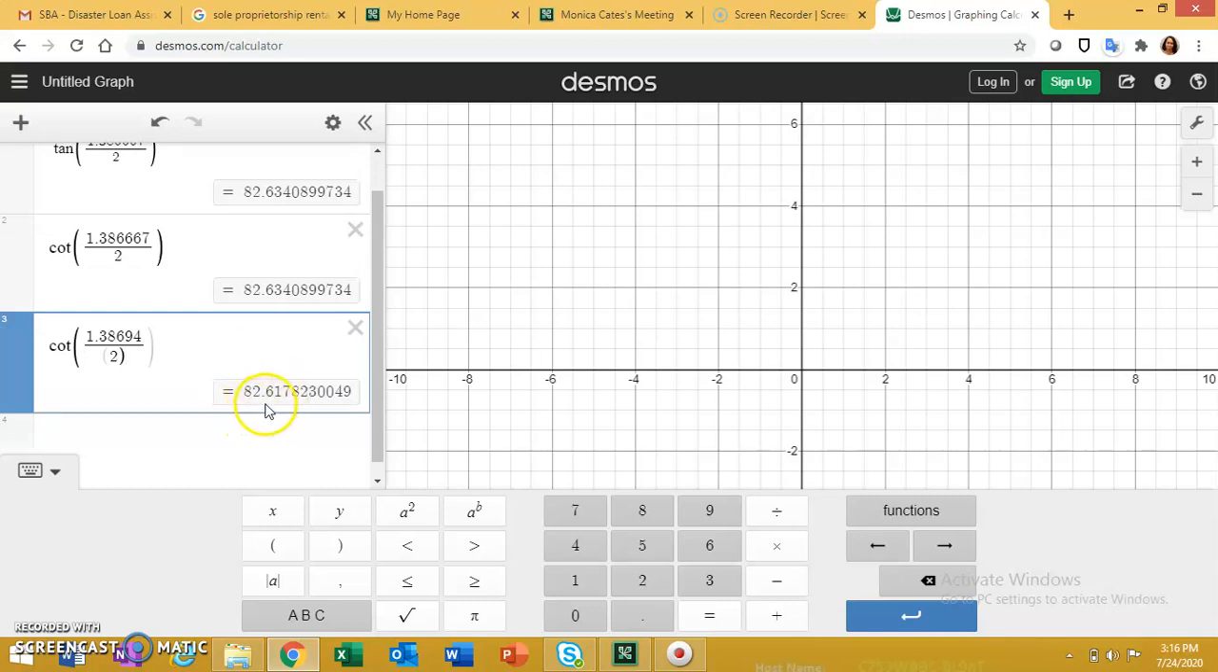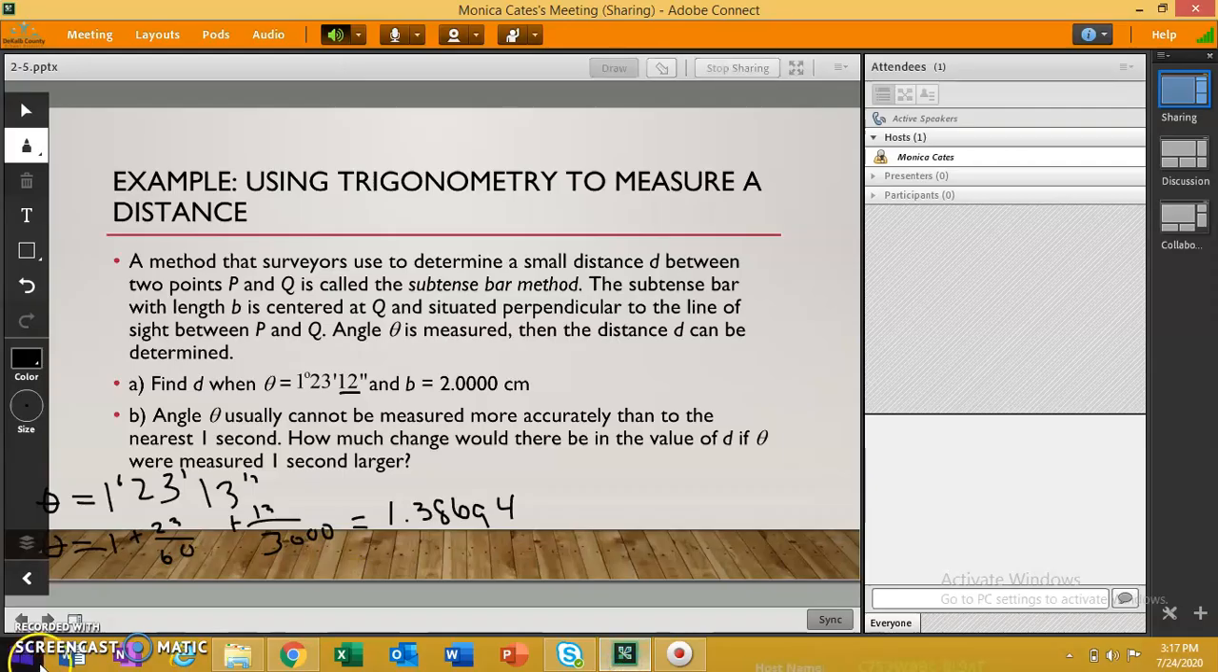And you can see that the change is 82. Instead of 82.63, it's 82.62, depending on how far you round it to. And so that looks like it's off by a tenth. Excuse me, 100th of a degree. So it'll be off by 100th of a degree. All right.